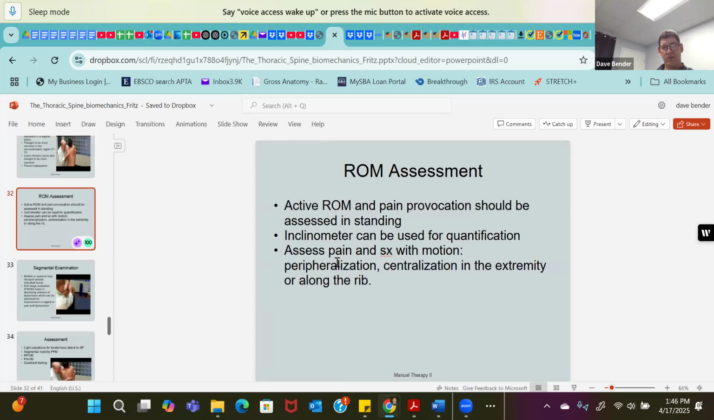Again, I'll follow up that active range of motion assessment with probably more of a passive or a guided range of motion assessment in the seated position to then see, okay, if I eliminate the pelvis, now I can start to look more segmentally and specifically into those regions. But it's where we're talking about that flexion extension.